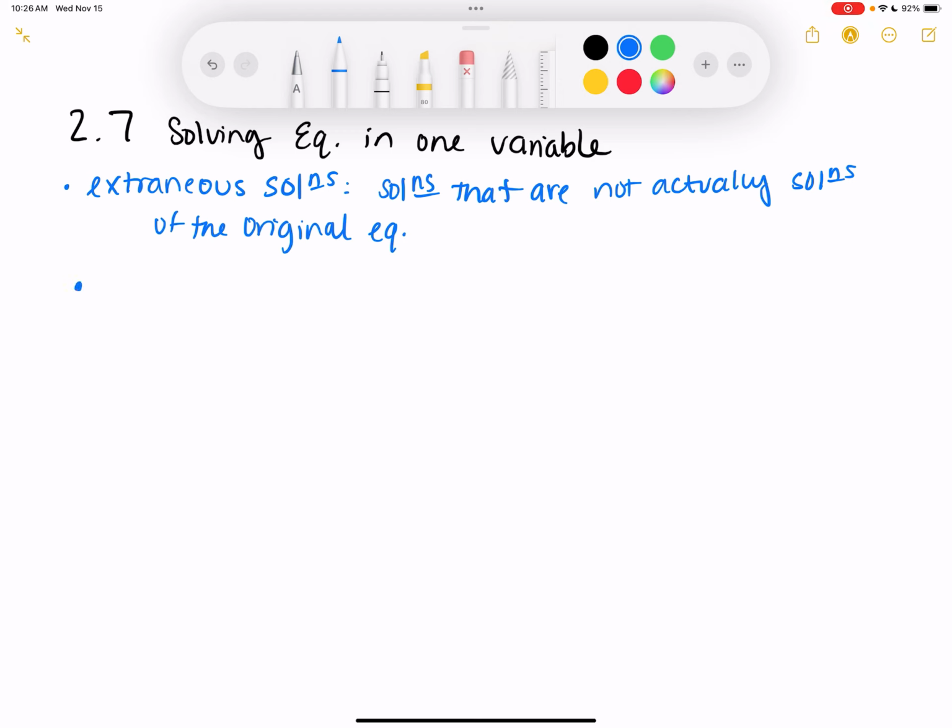And then rational equations, because that's what we're dealing with for the most part in this section, is something like f of x over g of x is equal to 0.